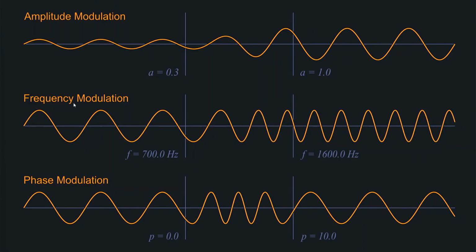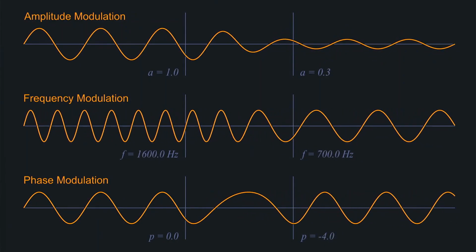With a frequency modulation, also very intuitive, you have a lower frequency, let's say 700 hertz, then you have 1,600, and in between it gradually changes. So this is what would happen to your sine wave. Now the phase is kind of weird. Let's say we have phase 0 here, phase 10 here, and in between these two lines it gradually changes. And it looks like it changed the frequency. That's kind of weird, right? We can also revert it. Let's take a look at the other way around.